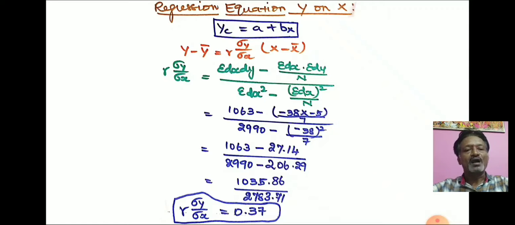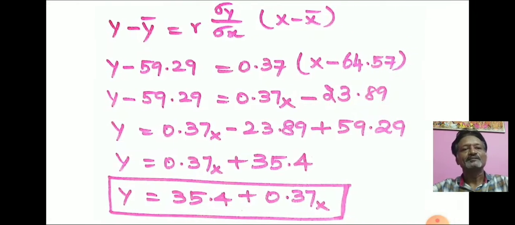So in the place of r sigma y by sigma x, we substitute the value 0.37. Here the regression equation y on x is y minus y bar equal to r sigma y by sigma x into x minus x bar. Now we substitute the values: y minus 59.29 is equal to 0.37, that is the regression coefficient y on x, into x minus 64.57. So y minus 59.29 is equal to 0.37x minus 23.89.